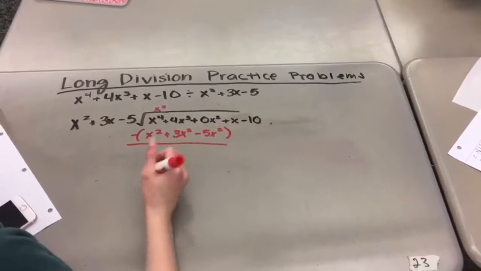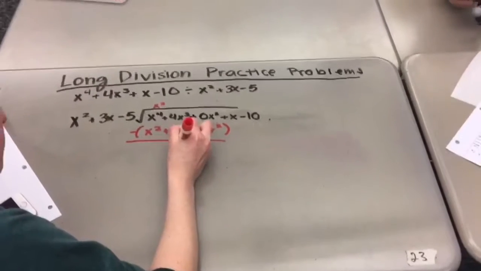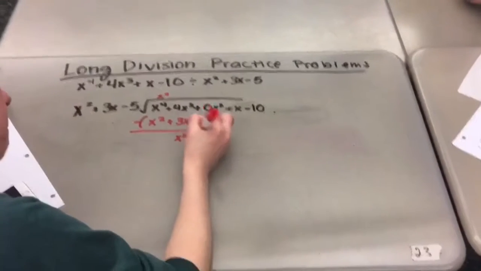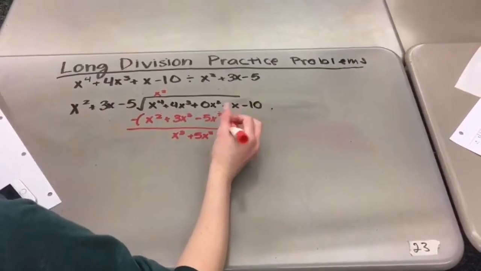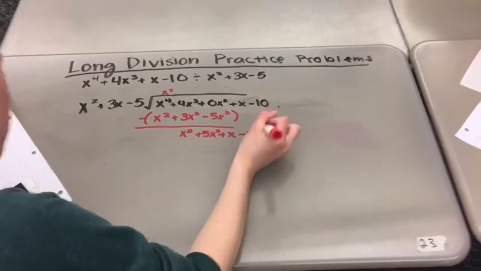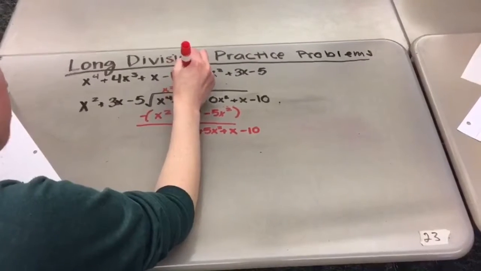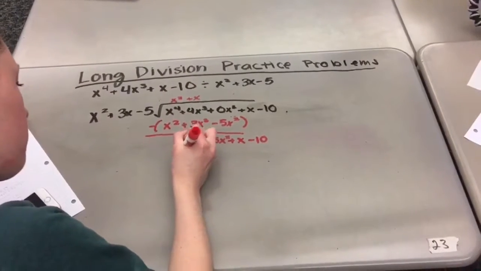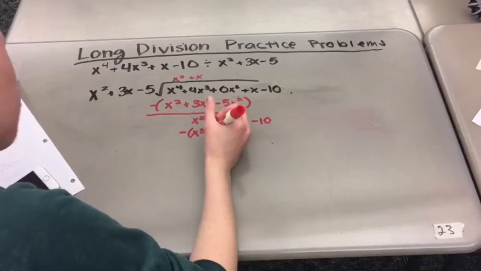You then subtract x to the fourth plus 3x cubed minus 5x squared from x to the fourth plus 4x cubed plus 0x squared. And it comes out to x cubed plus 5x squared. You then drop down the x and the negative 10, and you continue to find a value to cancel out the x cubed. In this case, it is x, so you multiply x to x squared, which makes it x cubed, x to 3x, which makes it 3x squared, and x to negative 5, which makes it negative 5x.